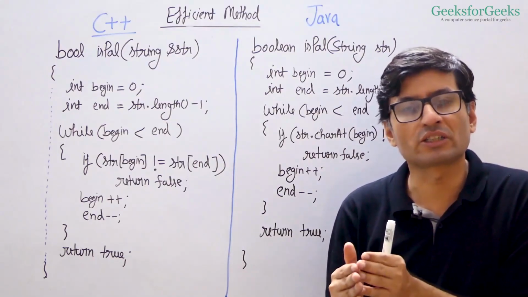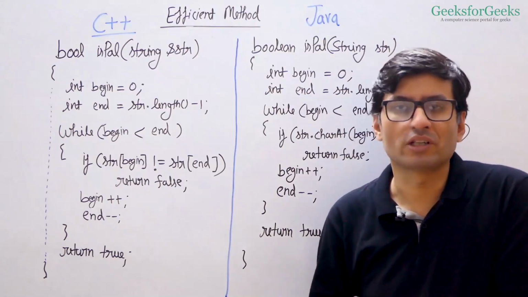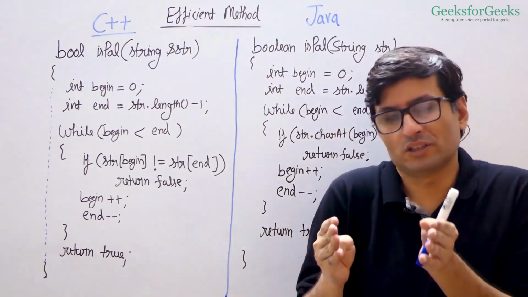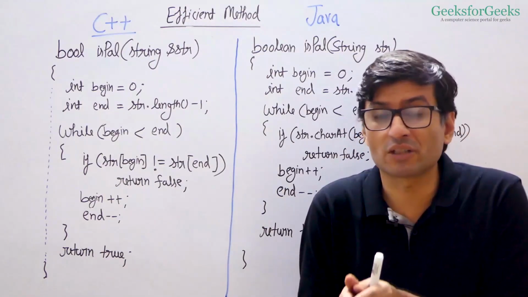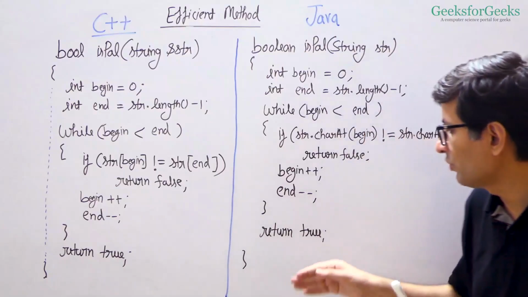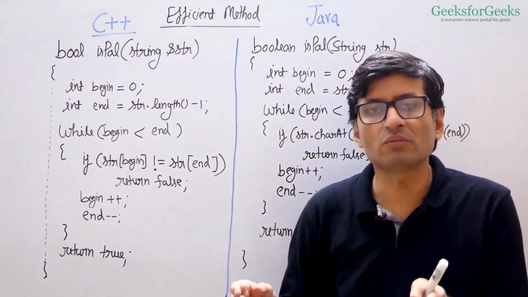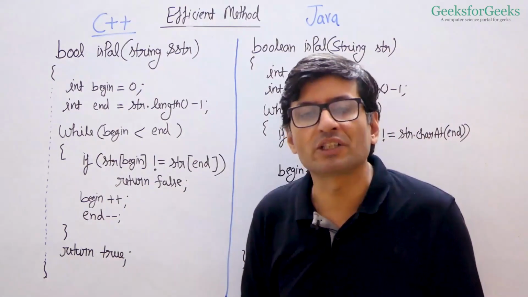If it's an odd length string, then begin and end would become the same, and you will come out of the loop and you will return true. If the string is a palindrome, then they will reach the same character, the middle character. You will come out of the loop and you will return true. And if it's an even length string and if it's a palindrome, then begin and end cross each other and you will return true. Now what is the time complexity of the solution?